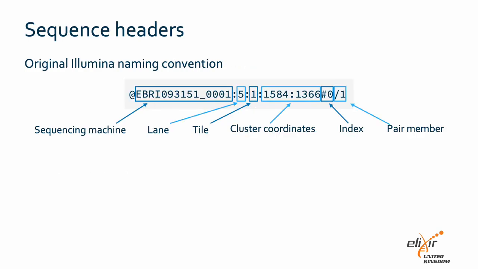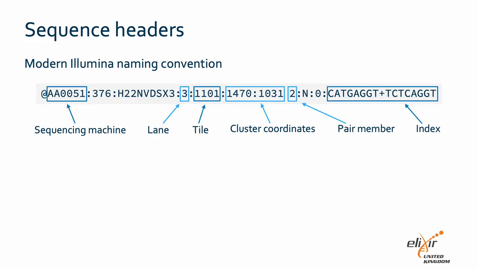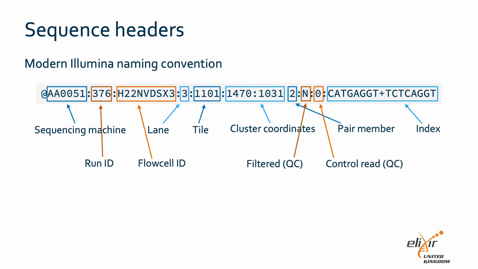At a basic level, sequence headers start with an @ symbol, contain information on the sequencing machine and the specific location within a flow cell where that read was generated. It may also indicate the sequencing index used and indicate if the read is paired. Over time, sequencing headers have grown to include additional information, including additional IDs for tracing your workflow and QC flags.